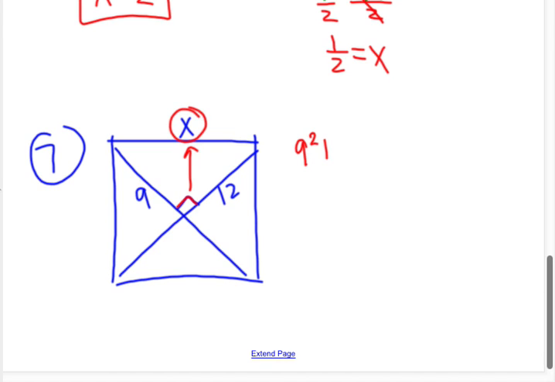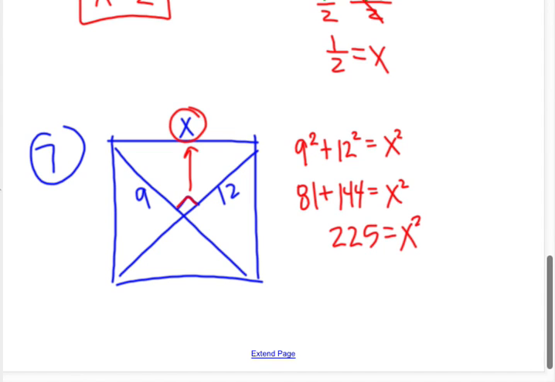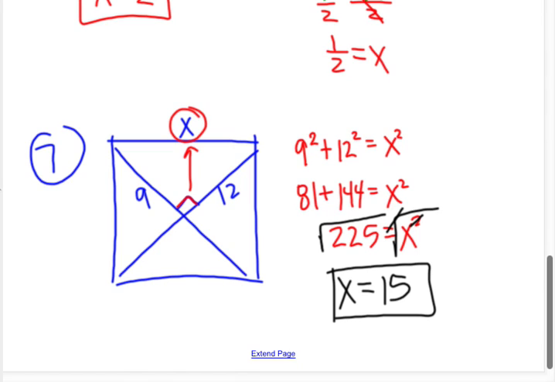So I would have 9 squared plus 12 squared is equal to x squared. 9 squared is 81. 12 squared is 144, is equal to x squared. 81 plus 144 is 225, and maybe some of you already noticed this would be a Pythagorean triple before we started. And so I would take the square root on both sides. And so x is equal to, well, the square root of 225 is 15. So that is my value of x. So notice it's a Pythagorean triple because my sides are 9, 12, 15.